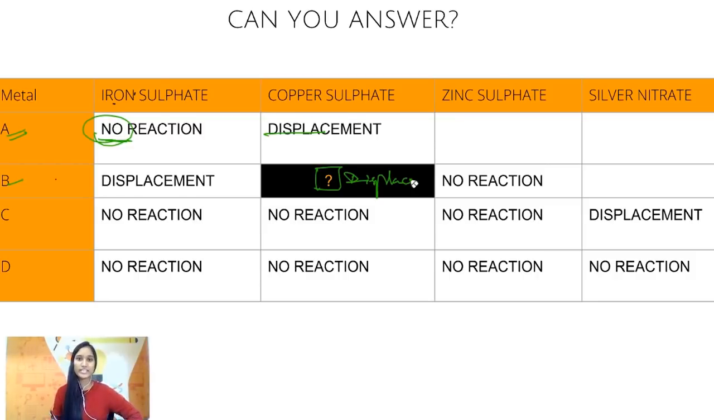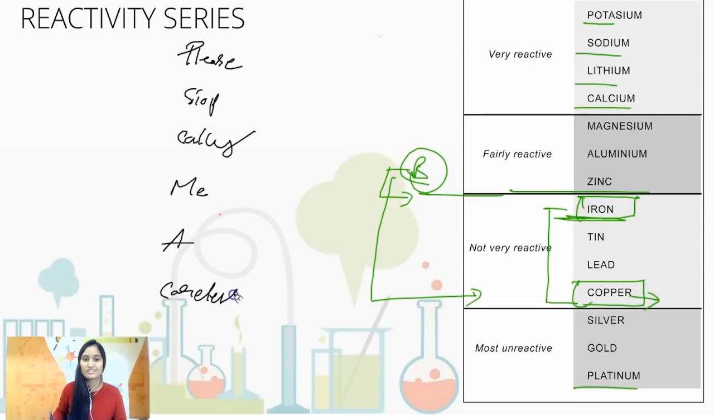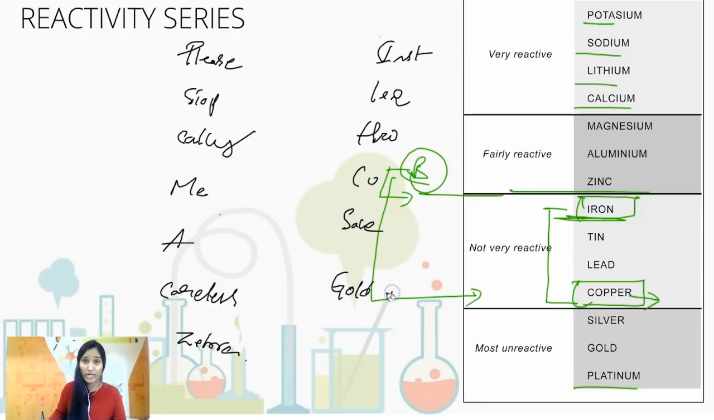So let's make it interesting by constructing a statement with the mean: a careless zebra. Please stop calling me a careless zebra and instead learn how copper saves gold. Did you get it? In fact, the statement doesn't have any sense. It's perfectly senseless, but then it's very interesting and funny to read through and memorize, isn't it? And with the help of the statement, we can also recall the reactivity series.